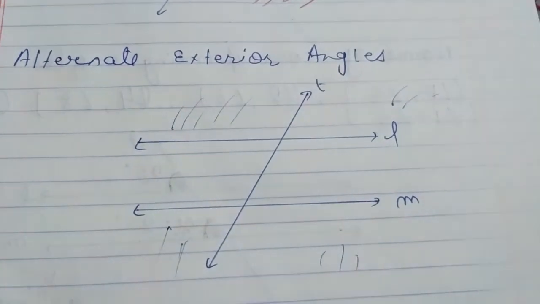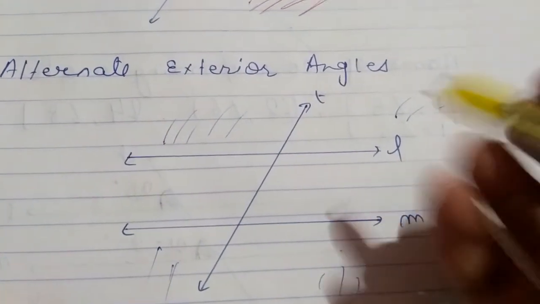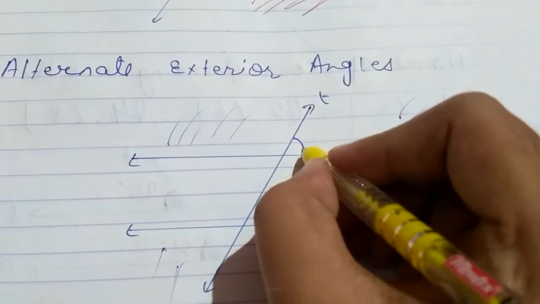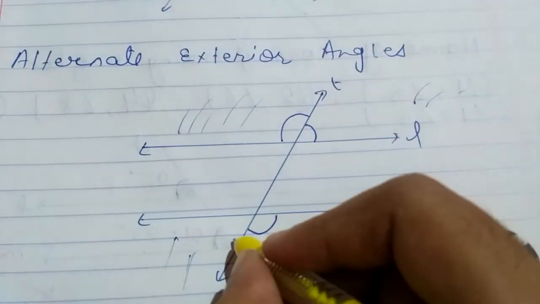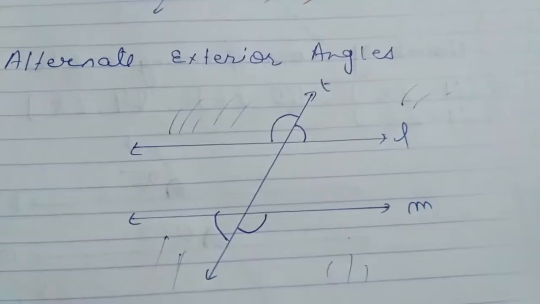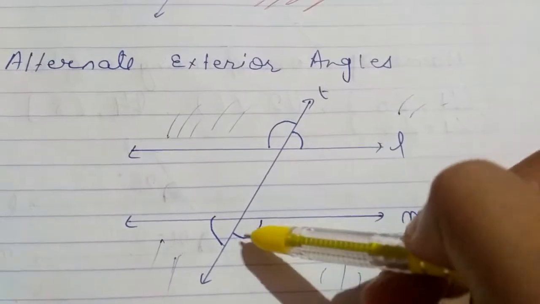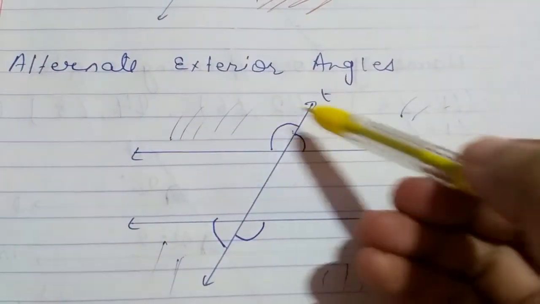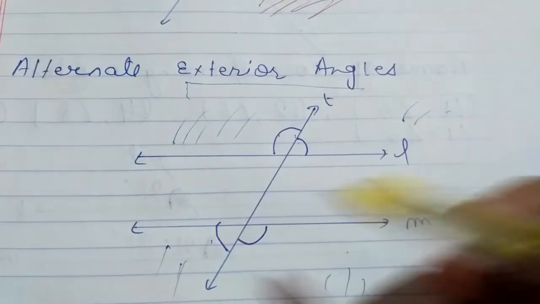Okay, this is the exterior side. So alternate, what is the meaning of alternate here? Just mark the first angles. This is exterior. Now you can say all angles are exterior angles.